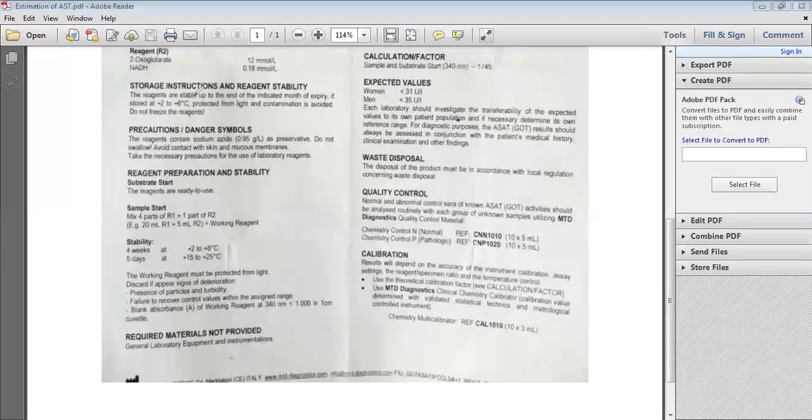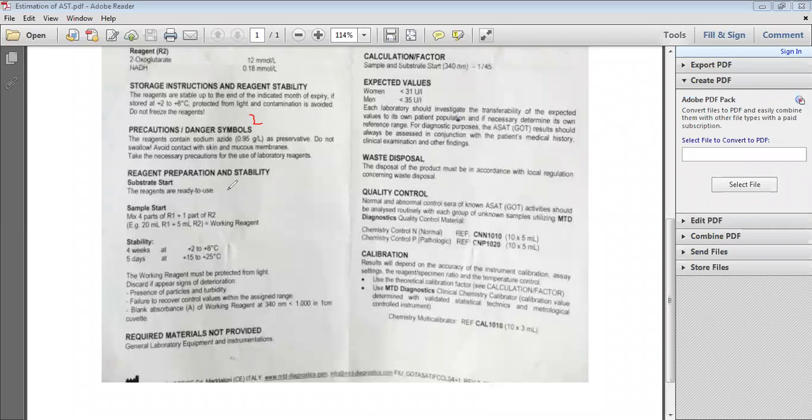These are the storage instructions for the reagent and the sample solution. The reagents are stable up to the end of the indicated month of expiry, and we need to store these reagents at 2 to 8 degrees Celsius in a refrigerator. So now, reagent preparation and stability. How will you prepare the reagent? Actually, these reagents are ready to use, and we can directly proceed with the experiment.